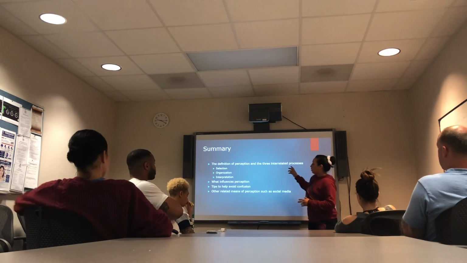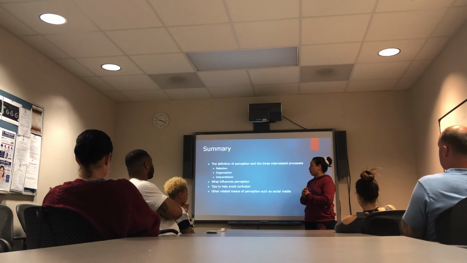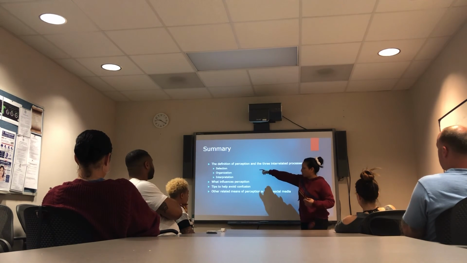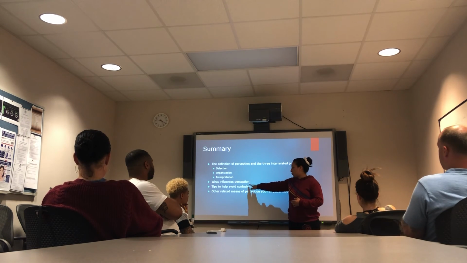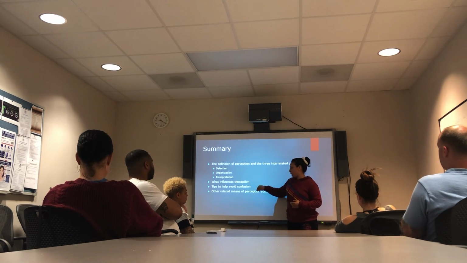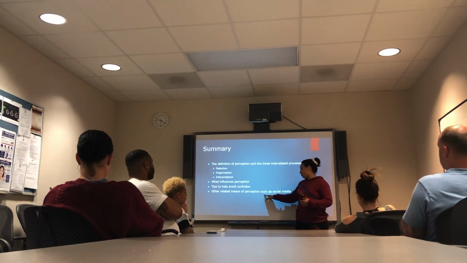So in conclusion, we went over the definition of perception, the three interrelated processes, which are selection, organization, interpretation, what influences perception, the tips to help avoid the confusion of perception, and other related means of perception such as social media.